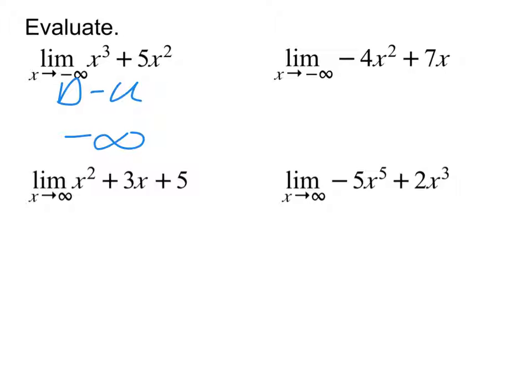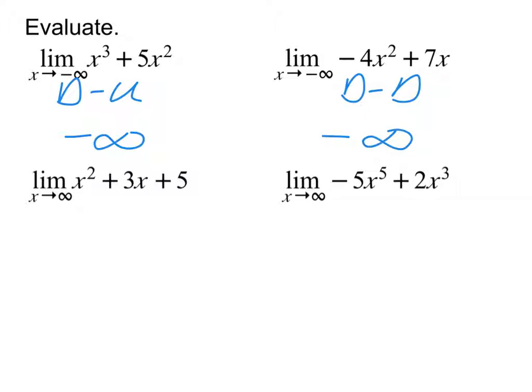Again, I'm only looking at the term with the highest exponent. And so in this case, notice it's negative, and it's an even degree. Now, whenever it's an even degree, that tells me that it's either up, up, or down, down. Negative is down, down. So, of course, the limit at negative infinity will still be negative infinity.